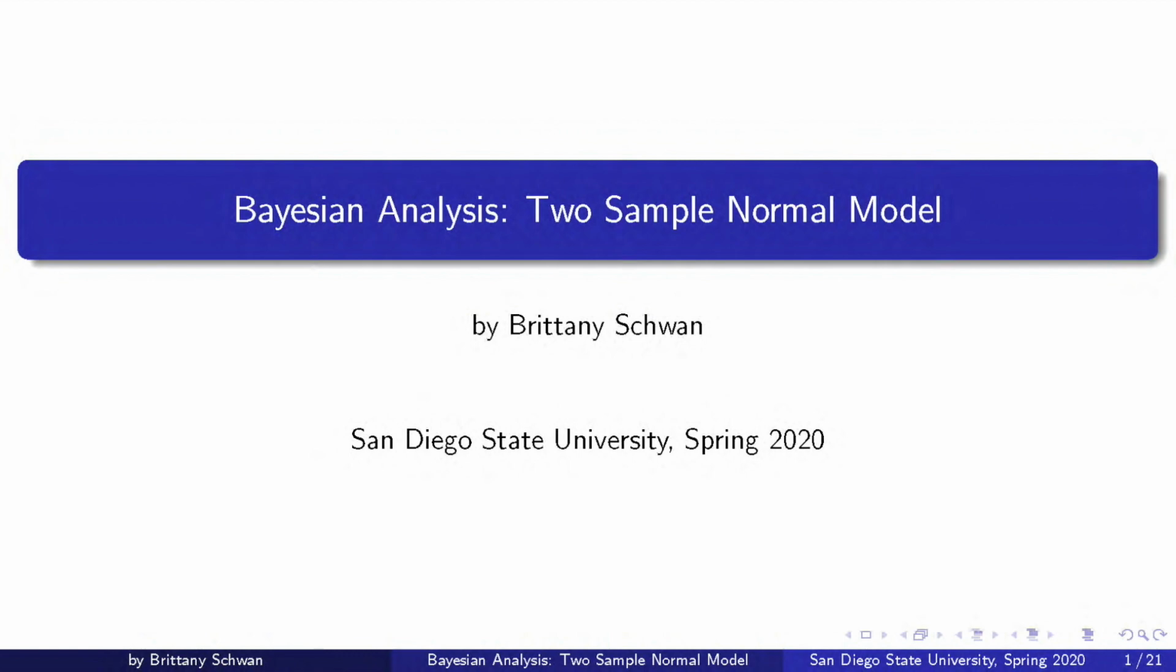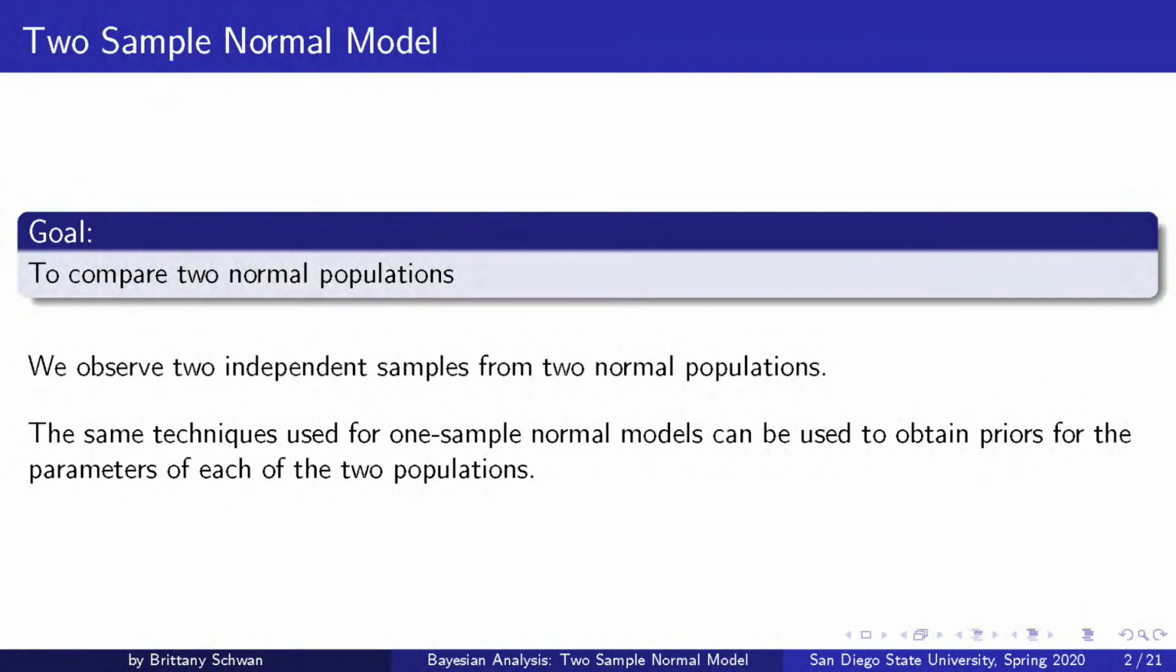Hello, my name is Brittany, and in this video, I will be walking you through the Bayesian analysis approach to the two-sample normal model. Our goal is to compare two normal populations. Typically, this is done by comparing the means of two samples from the two normal populations.